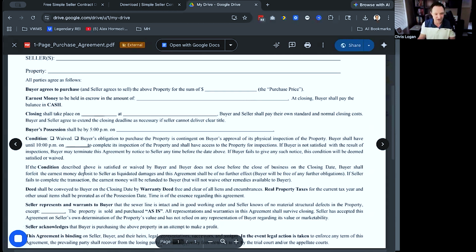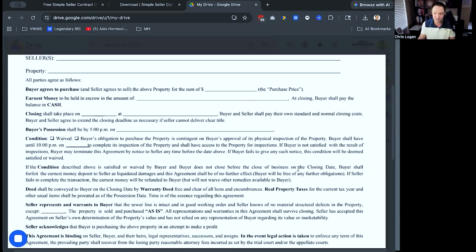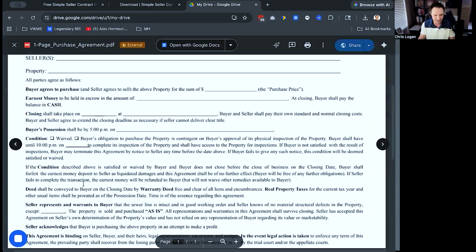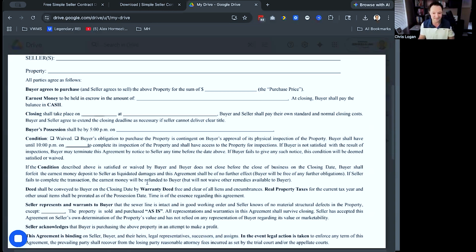If the condition described above is satisfied or waived by the buyer and buyer does not close before the close of business on the closing date, buyer shall forfeit the earnest money deposit to seller as liquidated damages, and this agreement shall be of no further effect. Buyer will be free of any further obligations. If seller fails to complete the transaction, the earnest money will be refunded to buyer, but will not waive other remedies available to the buyer.